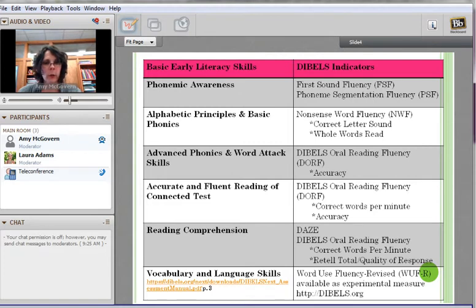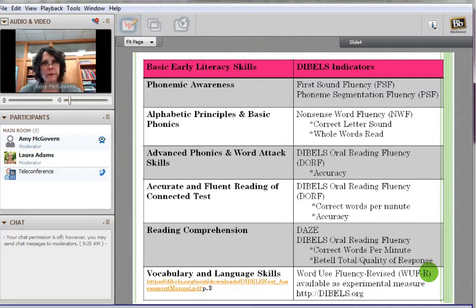We're going to look into phonemic awareness, basic phonics through nonsense word fluency. The word attack in advanced phonics shows up through oral reading fluency. The child's ability to reconnect the text, that is really highlighted in the oral reading fluency. And we know for sure that there is a correlation between how many words students read correctly and how well they comprehend.